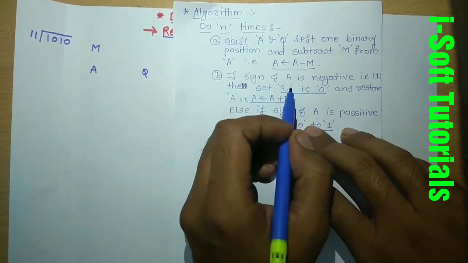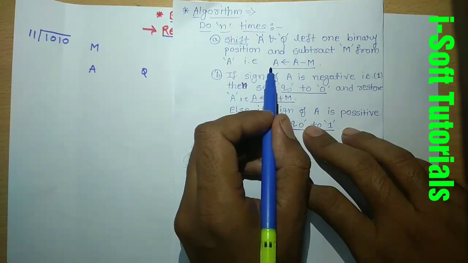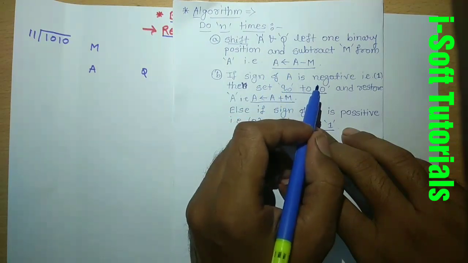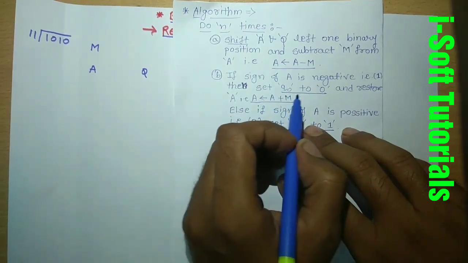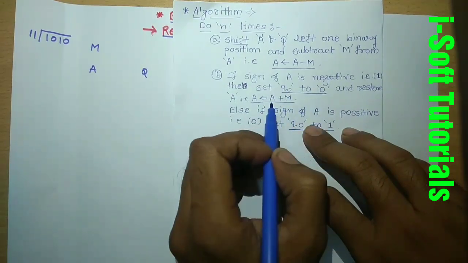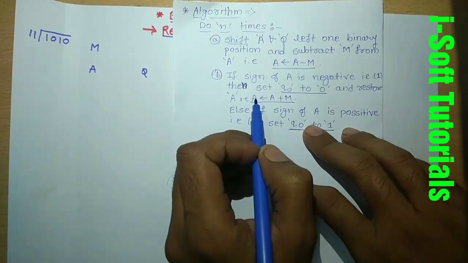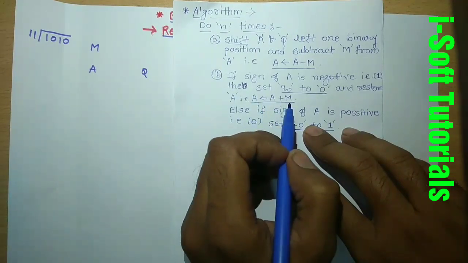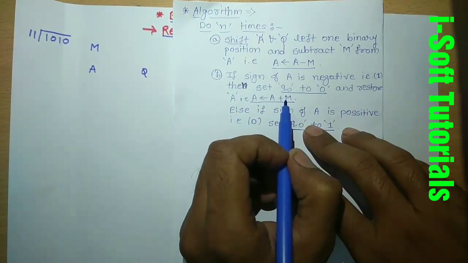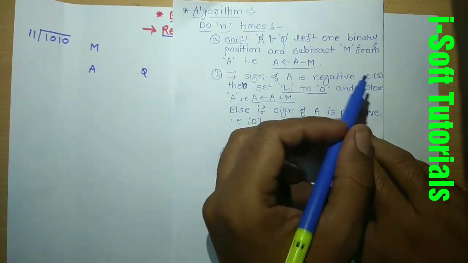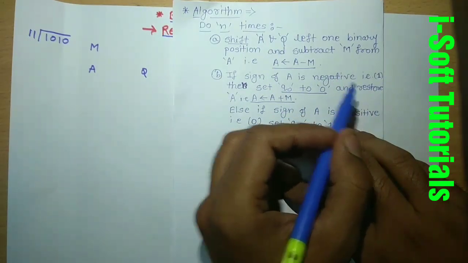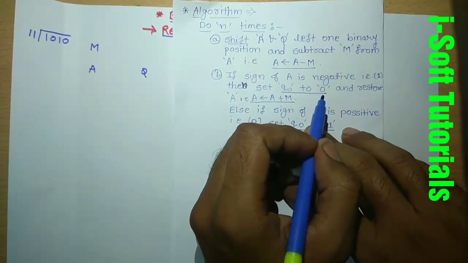If the sign of A is negative, whatever result we get here, that is, the first bit is 1, the sign bit is 1, then set Q0 to 0 and restore A. This means we perform A equals A plus m. Here we have subtracted, here we will add. This is called restoring A. Hence it is called the restoring division method.